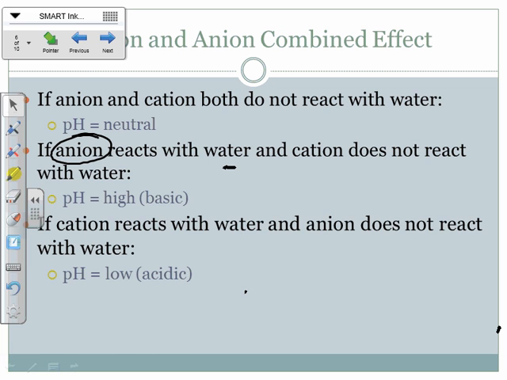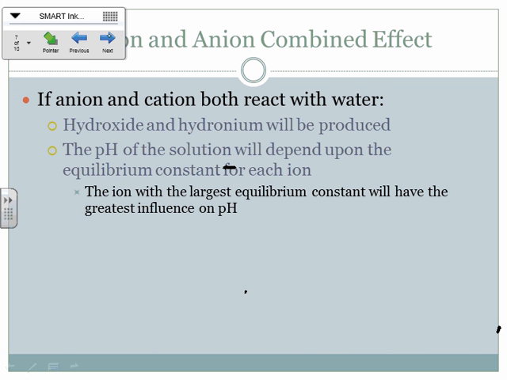Now, where it gets a little more complicated is if they both react. Then you're going to produce hydroxide and hydronium, and so you have to look at the equilibrium constant for each of the ions and figure out what the pH of the solution would be.